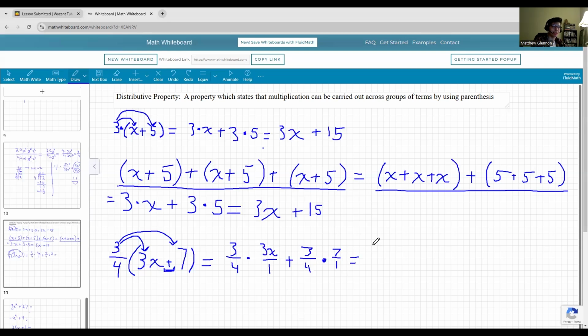So 3 times 3x is 9x. Divide by 4 times 1, which is just 4. And then plus, so we'll keep that plus again. 3 times 7 is 21 over 4. And this would be the distributed long form.